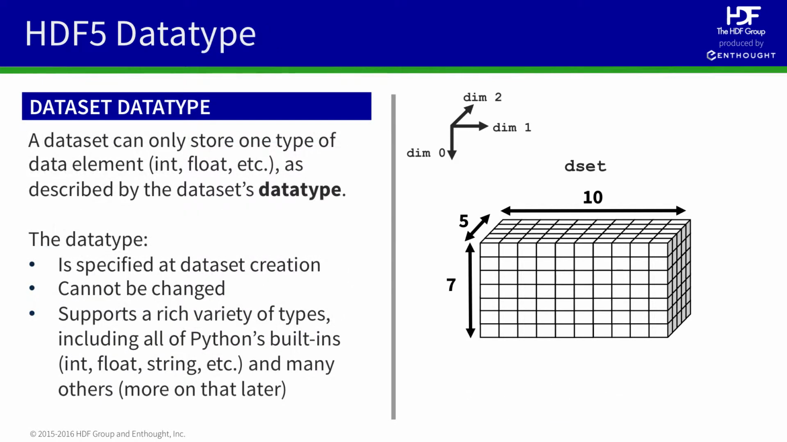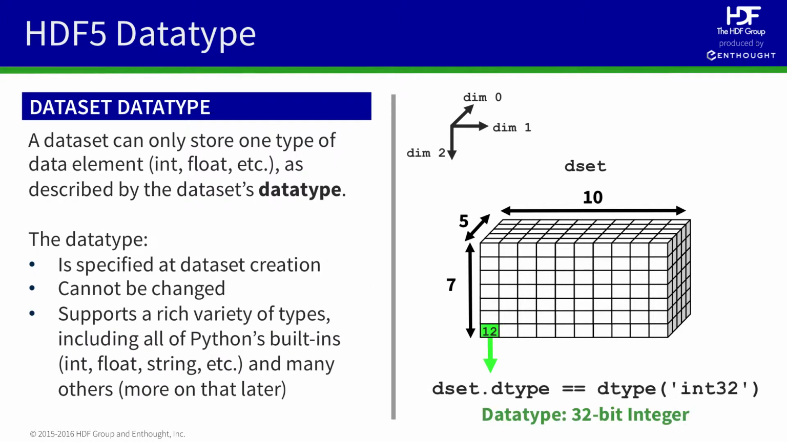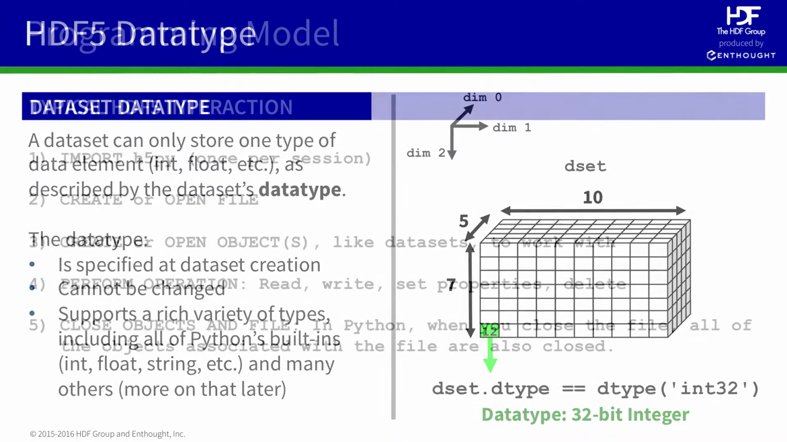Just like a NumPy array, every element of an HDF5 dataset has the same type. The HDF5 data type is specified when the dataset is created. It can't be changed and can be selected from a rich variety of types, including integer, floating point, string, Boolean, and many more. For example, this dataset has a type of 32-bit integer, or NumPy int32. Like a NumPy array, this is available as the attribute dataset.dtype.